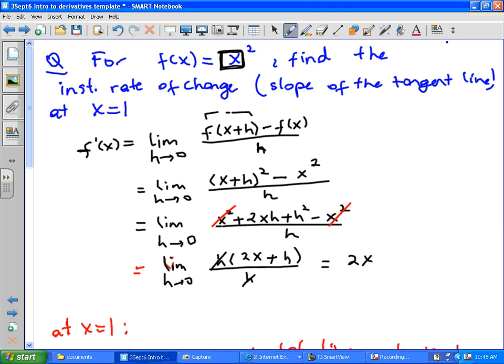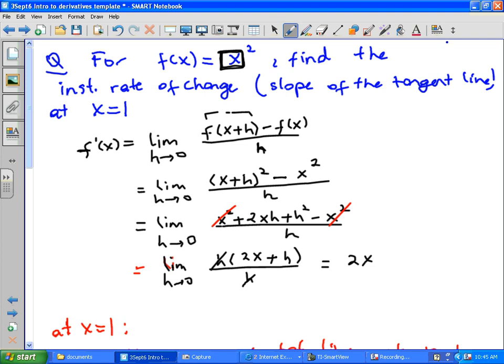So what we're seeing is something really, really powerful. We're saying that the derivative of x squared is 2x at any given moment. So if you want to know the instantaneous rate of change at x equals 3, plug in a 3 in here. If you want to know the instantaneous rate of change at 1, plug in a 1 in here. This is giving you the general pattern for any moment in x, okay?